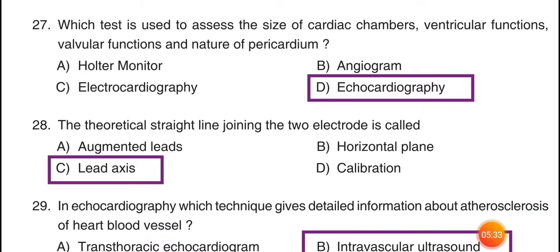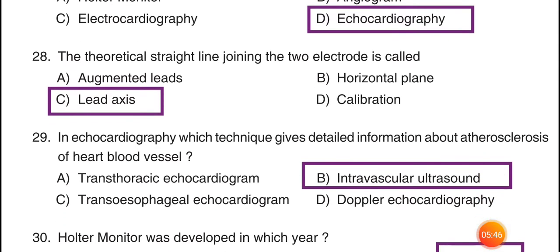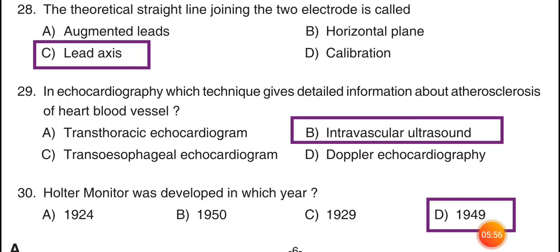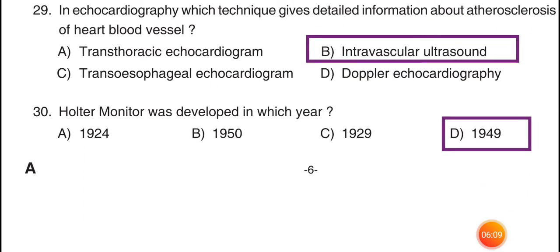27. Which test is used to assess the size of cardiac chambers, ventricular functions, valvular functions and nature of pericardium? Option D, echocardiography. 28. The theoretical straight line joining the two electrodes is called? Option C, lead axis. 29. In echocardiography, which technique gives detailed information about atherosclerosis of heart blood vessel? Option B, intravascular ultrasound.